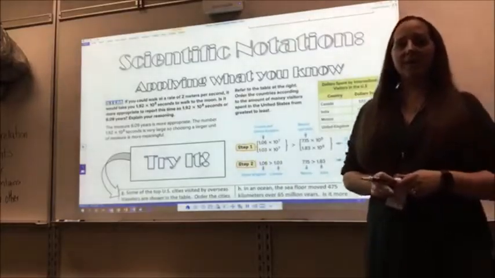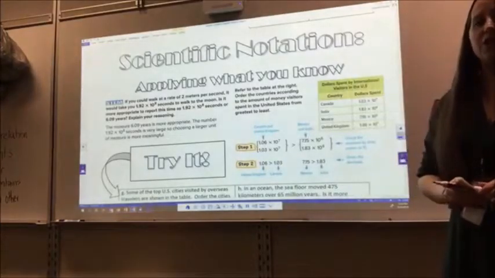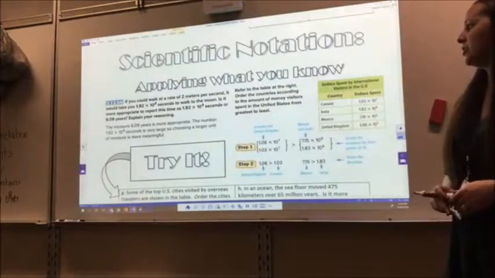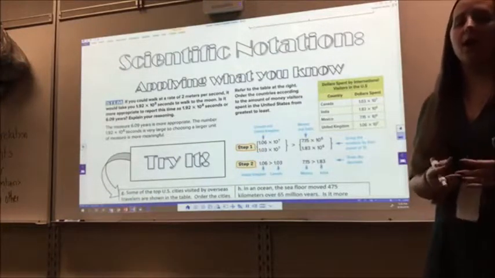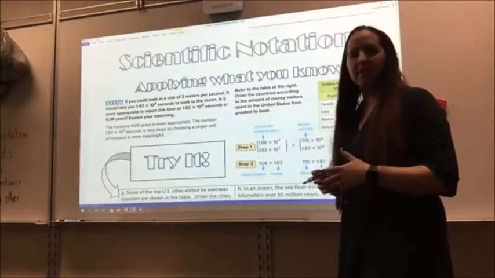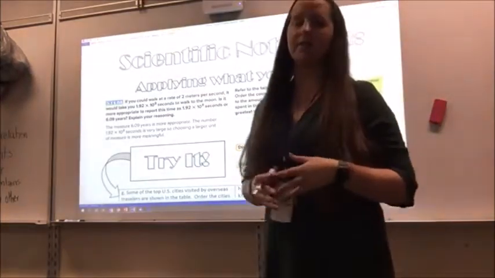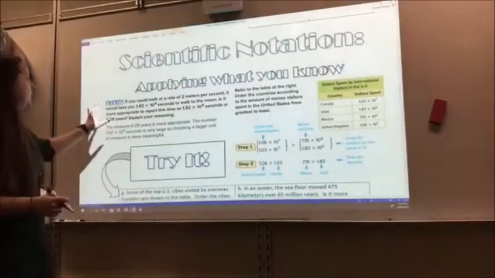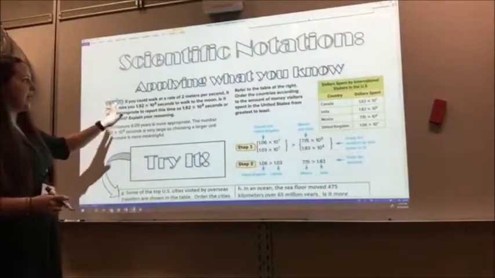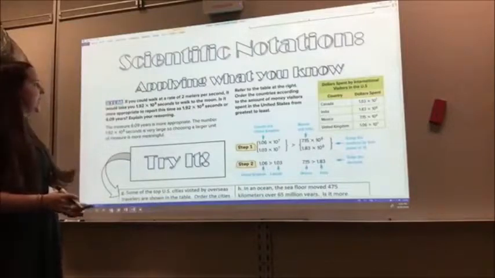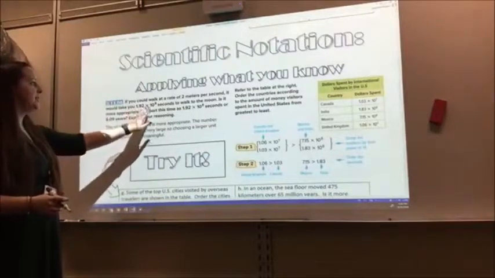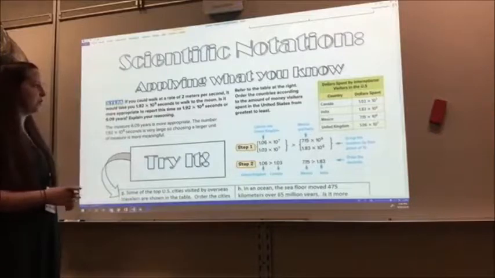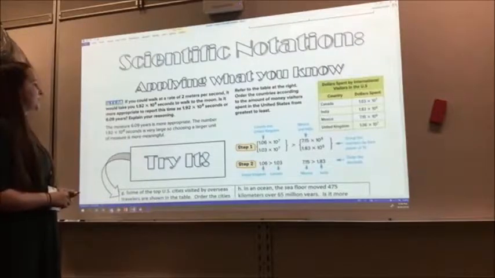All right, the next page is talking about scientific notation, applying what you know. So this is when we get to really have the applications for scientific notation, specifically in science. So when you're dealing with scientific notation, you can use STEM. If you could walk at a rate of 2 meters per second, it would take you 1.92 times 10 to the 8 seconds to walk to the moon. Is it more appropriate to report this time as 1.92 times 10 to the 8 seconds or 6.09 years?